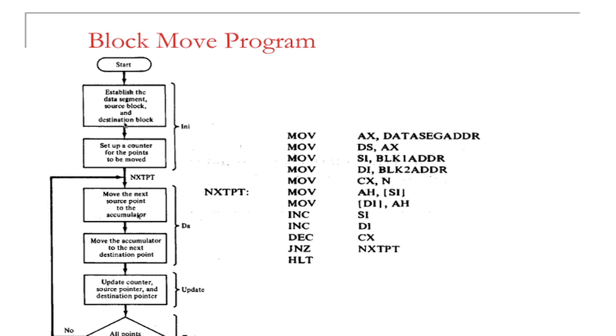Then we go into this loop iteration. We move the next source pointer to the accumulator, and then we move the accumulator to the next destination pointer. These two are essentially doing the data transfer, copying data from one location to another location. And then after that, we will update the counter and source and destination pointers so that we move on to the next data block or data item. At the end of the loop iteration, we'll check whether all the points are moved or not. If not, we'll go back to do another iteration, another move. If we figure out all the points are moved, then we stop.